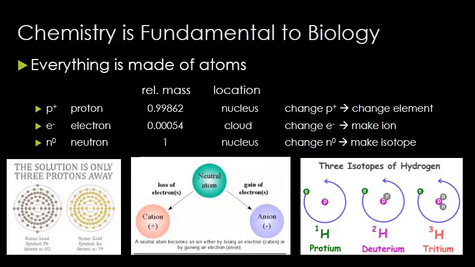If you change the neutrons, what you will do is make an isotope. That could be a radioactive isotope or just a regular isotope, but what you will be doing is changing the mass of the atom, because a neutron is not charged, but it does have mass. So protium has 1 proton and no neutrons. Deuterium has 1 neutron and 1 proton. Tritium has 2 neutrons and 1 proton. They are not ions, they are not different elements, they are isotopes.